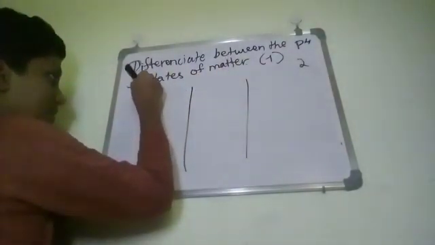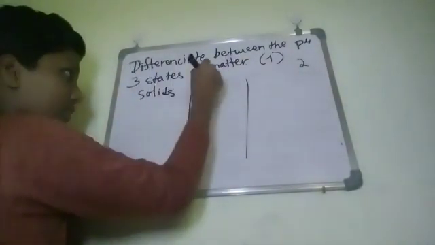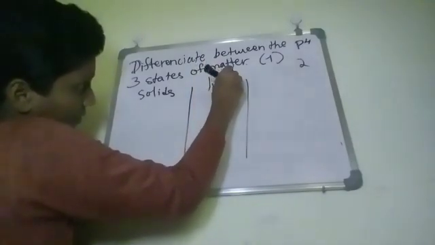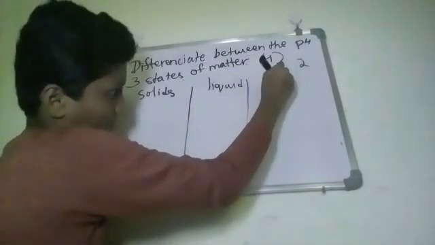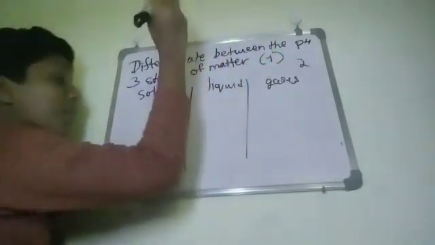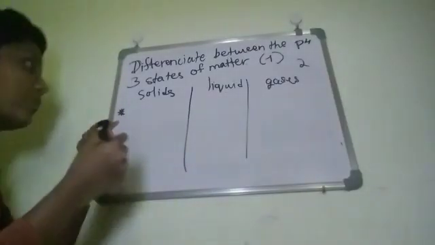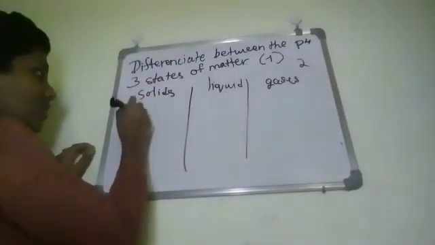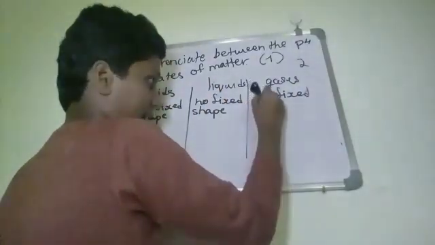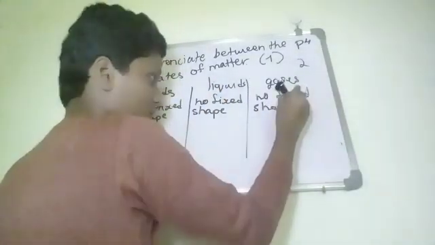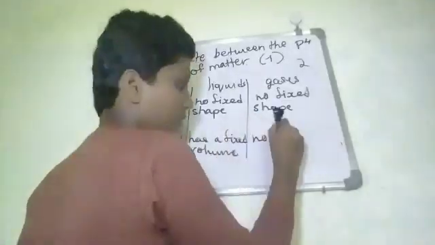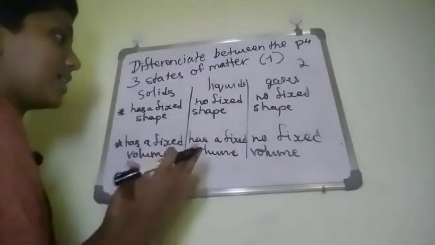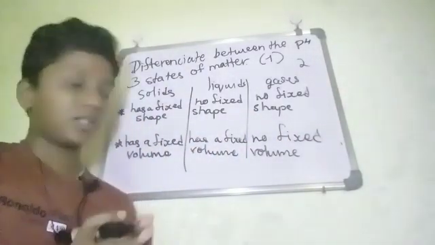For example, this is solids, liquids and gases. If it is a 1 mark question, you put the first bullet point and write solids. And the next point you will write. So for this answer, you won't get 1 mark.